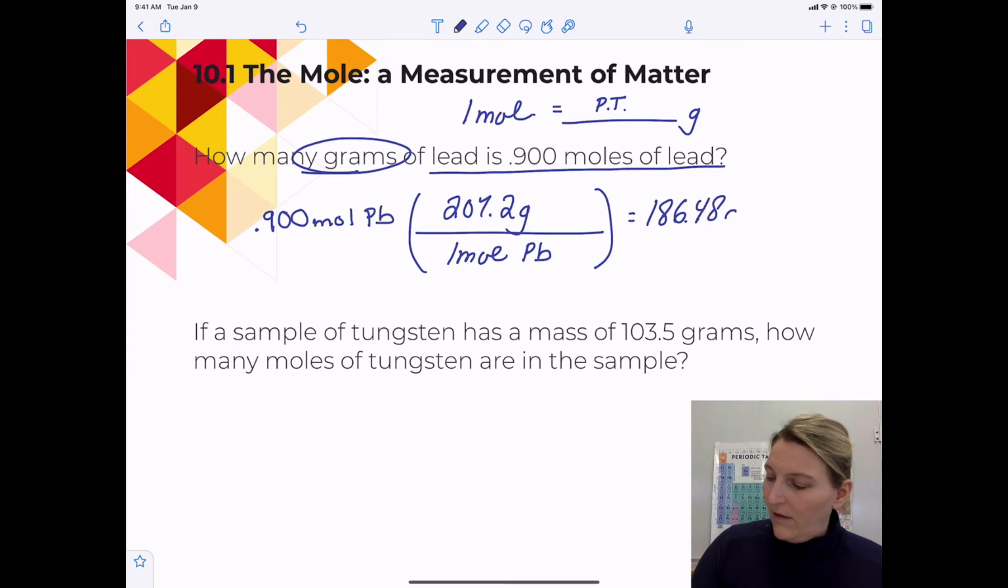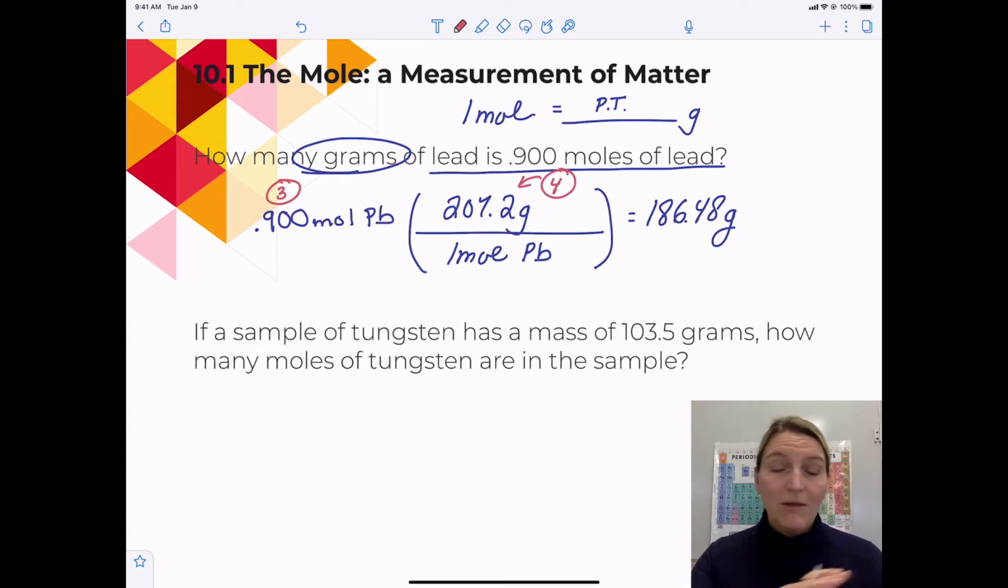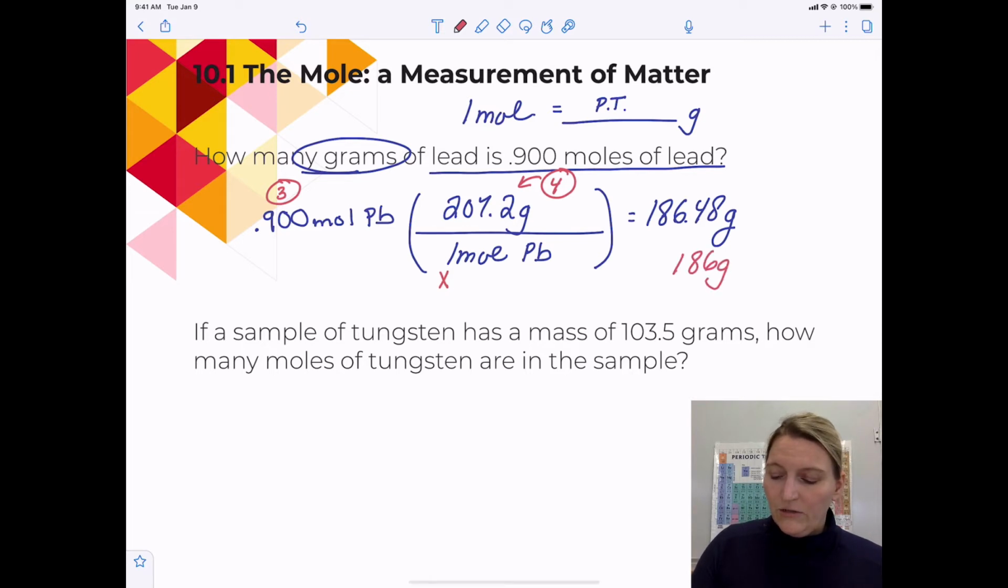186.48 grams. Now, this is where we do need to worry about significant figures here. This number was measured and it has 3 significant figures. Any number coming off the periodic table has 4. We're just going to make that a blanket statement and use that for the rest of the year. Remember, the 1 mole doesn't matter. So I'm going to round this to 3 significant figures, or 186 grams of lead. So 186 grams of lead is 0.900 moles of lead.